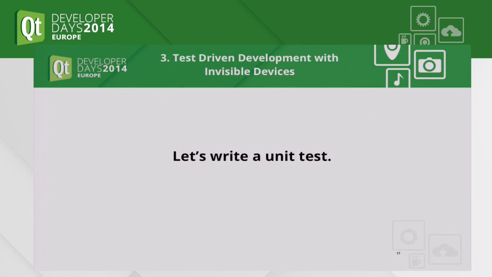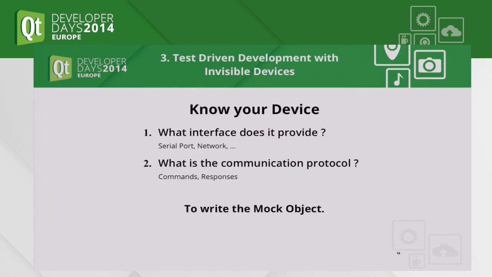So now that we know how to write unit tests, let's go to the next interesting part. We want to write something for our device. So the first thing to do is to know your device. How does it work? How can you communicate with it? In the case of the scanner, it's a serial port. Nice. It's USB, and you have QSerialPort.